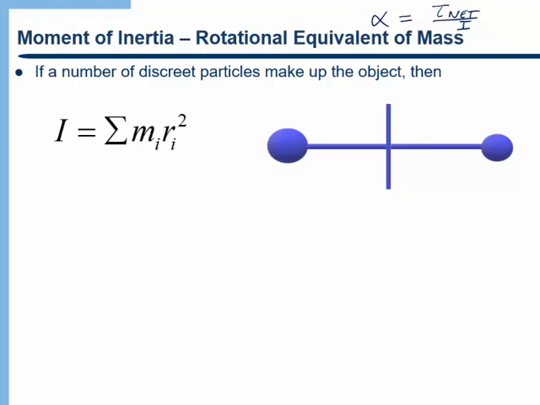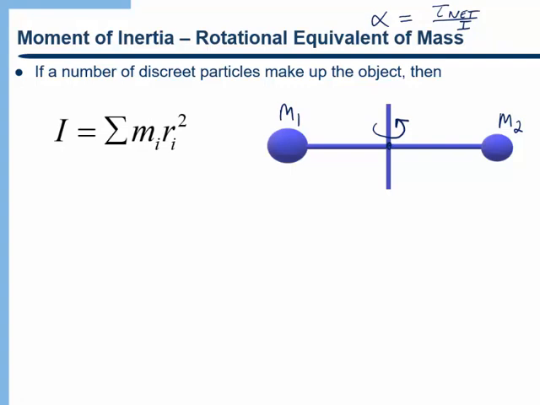Let's look at the simplest case we have. Here is what looks like a barbell, and that barbell is going to rotate around this axis. So what we want to look at is, what is the moment of inertia for an object like that? If we have an object that's made up of discrete particles, then we can calculate the moment of inertia with the formula given here. Let me write this out to make sure you understand how to use that formula. Let's call the mass on this end m1 and the mass on this end m2.